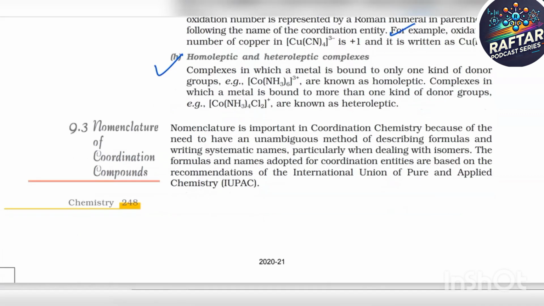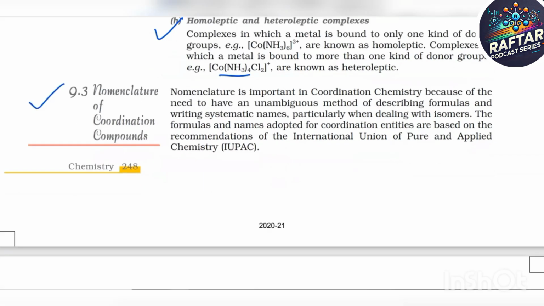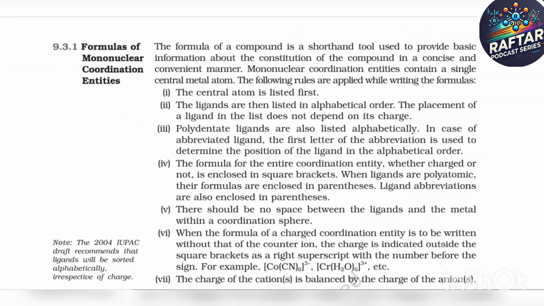Nomenclature of coordination compounds. Nomenclature is important in coordination chemistry because of the need to have an unambiguous method of describing formulas and writing systematic names, particularly when dealing with isomers. The formulas and names adopted for coordination entities are based on recommendations of the International Union of Pure and Applied Chemistry (IUPAC). 5.3.1 The formula of a compound is a shorthand tool used to provide basic information about the constitution of the compound in a concise and convenient manner.